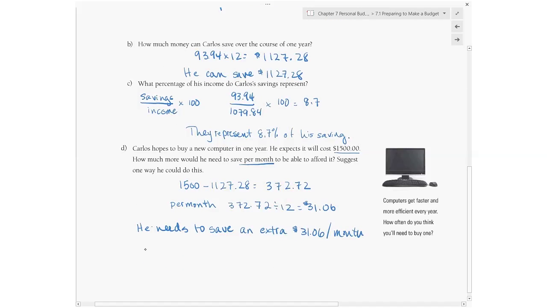He could spend less on entertainment. So he's got a goal. He wants a new computer. So for 1 year, he's going to go out a little less maybe. Maybe he's going to just spend less when he's out. But he's going to save that extra $31.06 a month. So that would be one way he could do it.